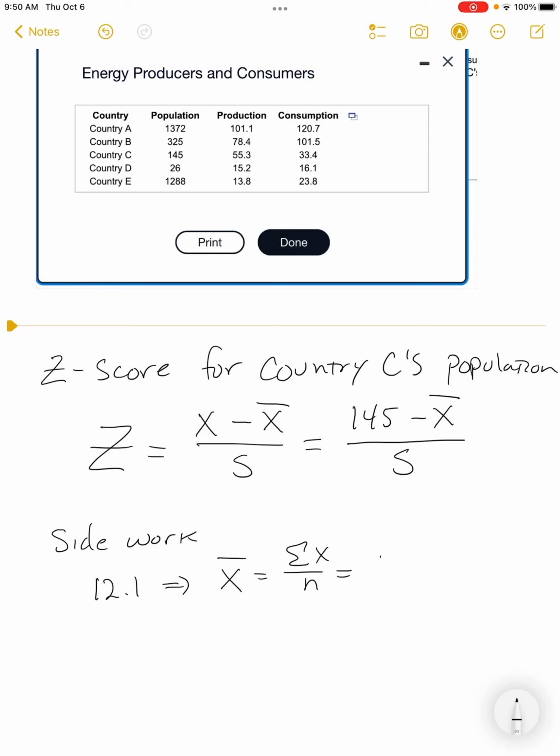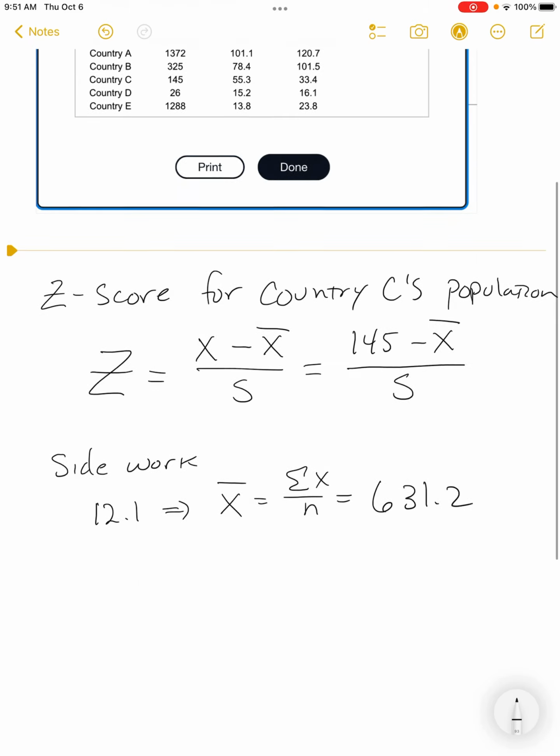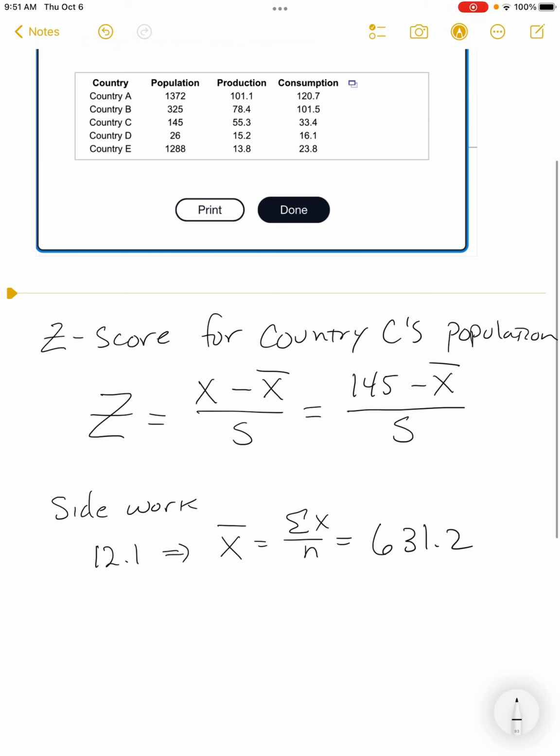I found the mean before starting this video just for time's sake, but you're going to add up all the data and divide by 1, 2, 3, 4, 5. Remember, you're only looking at the population. So there are 5 pieces of data in the population. I wish I could circle that picture, but it's not letting me. The only parts that are in our data are the population numbers of 1372, 325, 145, 26, and 1288. This is what's in the population.